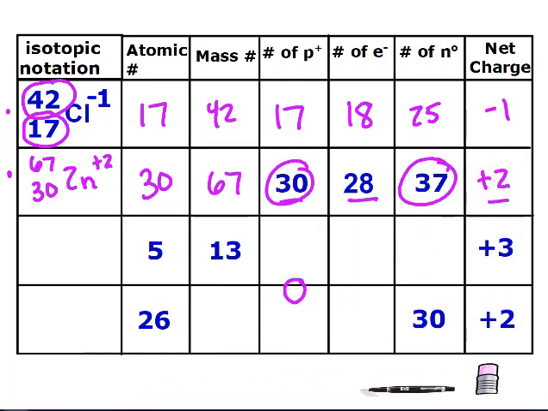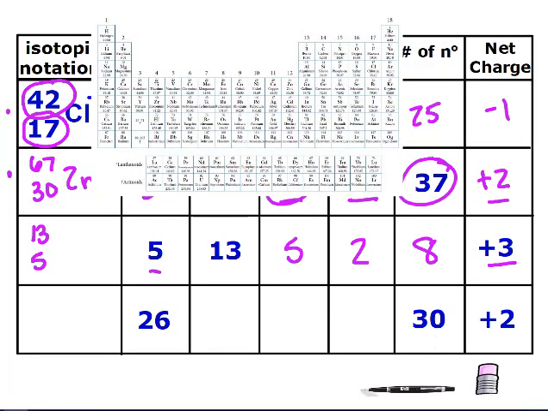Go ahead and pause the video and do the last 2 rows on your own. So for this one, we had atomic number 5, so 5 protons. +3 means I should have more protons than electrons, so 5 minus 3 gives me 2 electrons. And my neutrons should be 13 minus 5, or 8. For my isotopic notation, 13 is my mass, 5 atomic number. I now have to look on the periodic table and find number 5, which is boron, and that has a positive 3 charge.